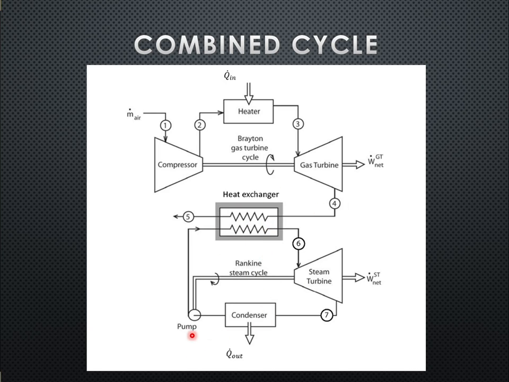Now, moving down into the Rankine cycle. The Rankine cycle starts with a pump. The pump has a water input. Water flows into a heat exchanger or a boiler, where it is heated up until it turns into steam. So now, as you can see, the Brayton cycle and the Rankine cycle are combined with a common boiler or heat exchanger.